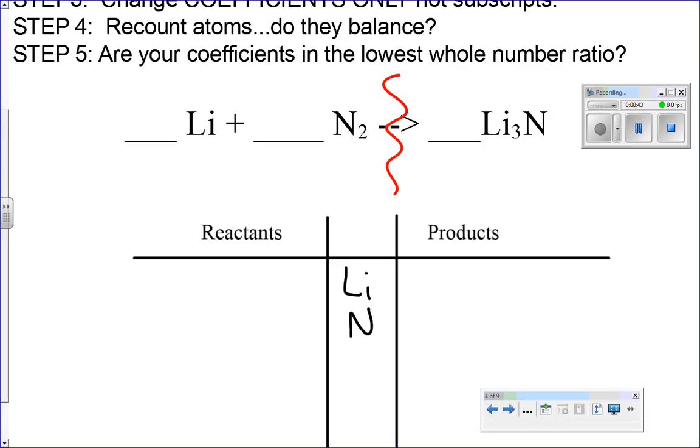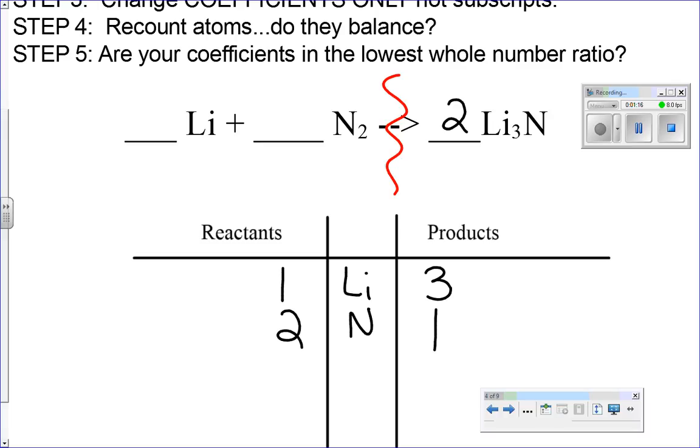On the left side of the reaction, I have 1 atom of lithium, and I have 2 atoms of nitrogen. On the other side of the reaction, I have 3 atoms of lithium and 1 atom of nitrogen. Both of these are unbalanced, so we can choose to start really wherever we would like. I'm going to make the decision to start with nitrogen. So if I start with nitrogen, I'm going to have to first add a 2 right here because I need more nitrogen over on the right side of the equation.